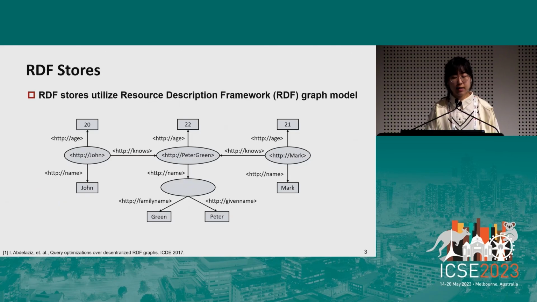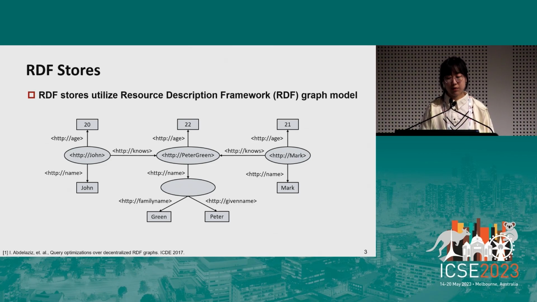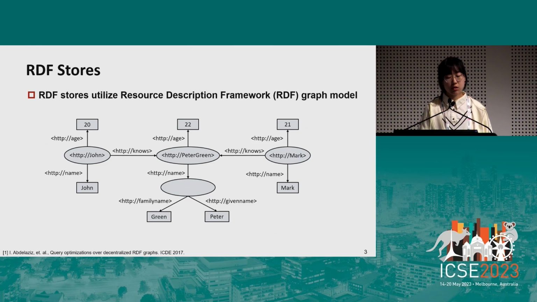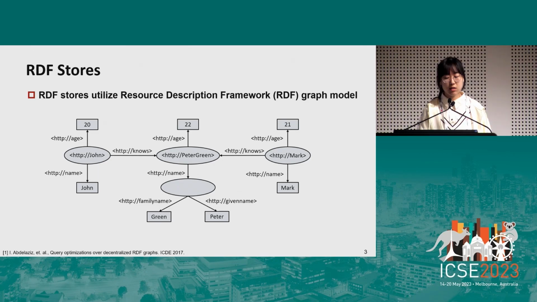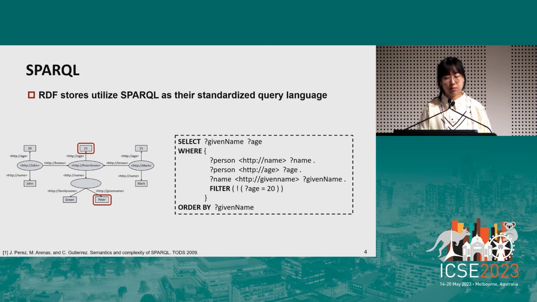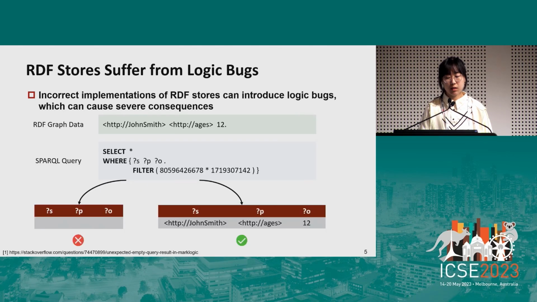RDF stores utilize the RDF graph model to store graph data. This graph shows the personal information of three persons and their social relationships. RDF stores utilize SPARQL as their standardized query language. This example queries the given name and age of the person who is now 20. Similar to other database systems, incorrect implementations of RDF stores can introduce logic bugs that result in an incorrect query result for a given query.